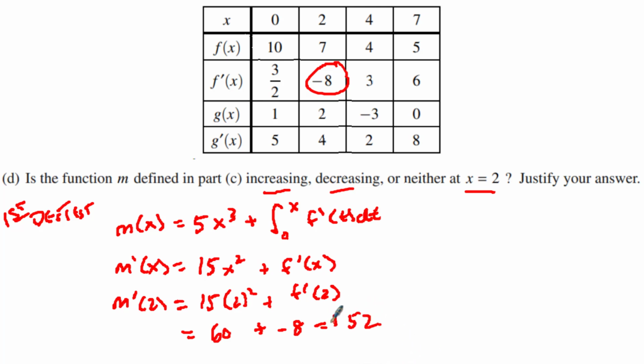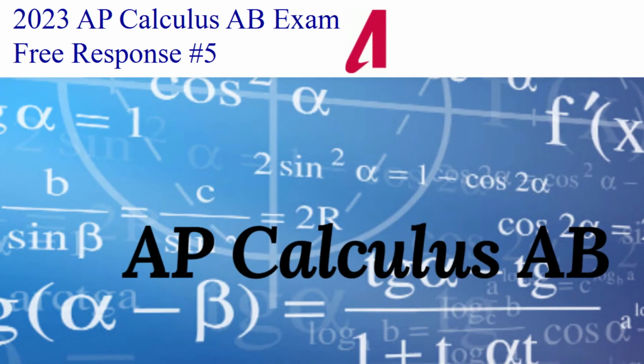Now that's a positive value, which means the m prime of 2 was greater than 0, which means my function is increasing at x is equal to 2 due to the first derivative test. And that was the 2023 AP Calculus AB exam.